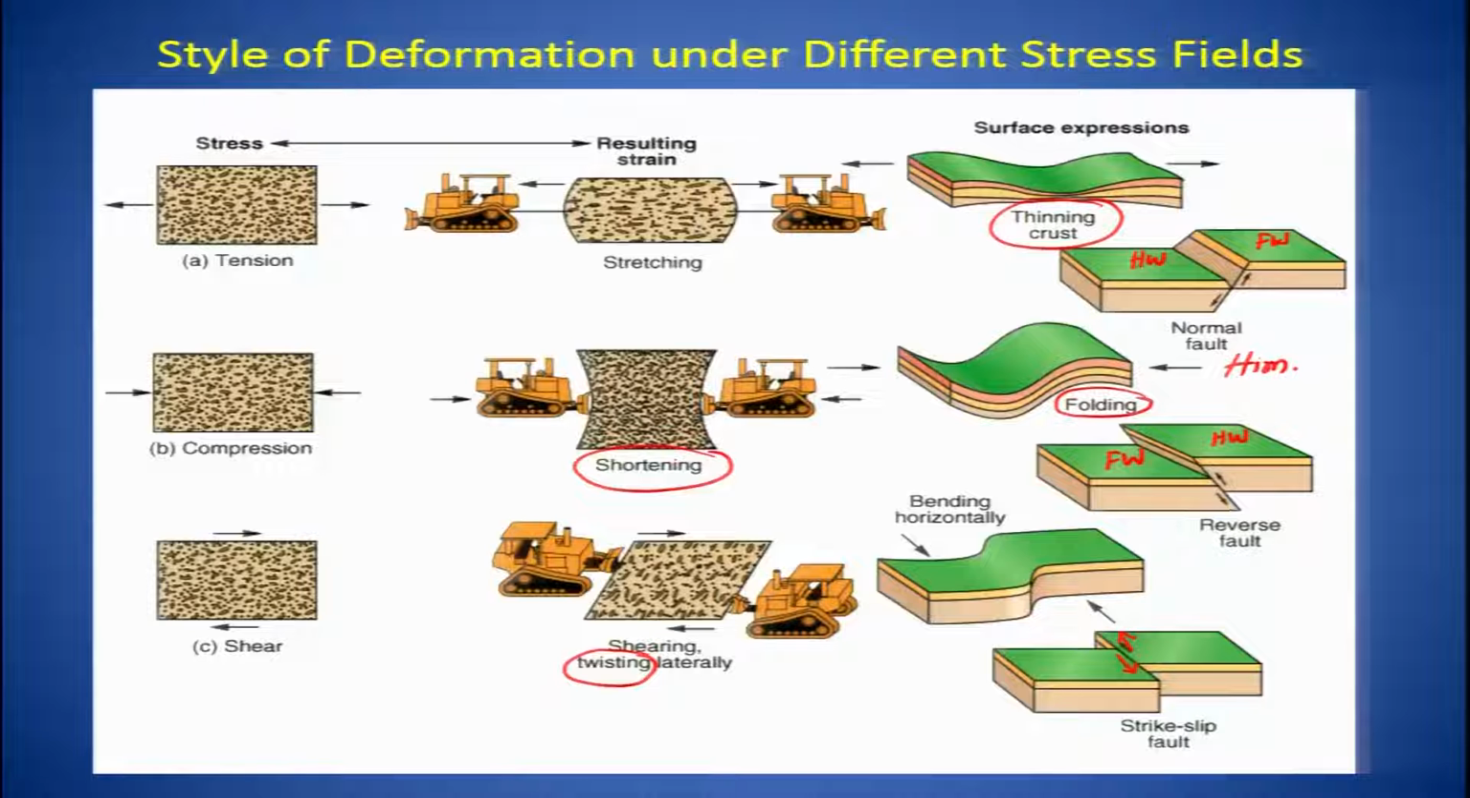The reverse fault again is a product of a compressive tectonic environment, but based on the angle, it has been classified such that if you have a fault angle greater than 45 degrees, then you classify that as a reverse fault. But if you have a fault angle less than 45 degrees, then you say thrust fault.